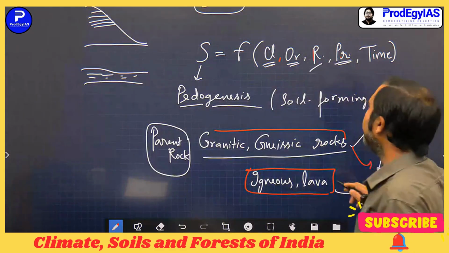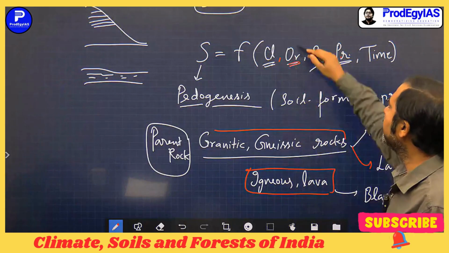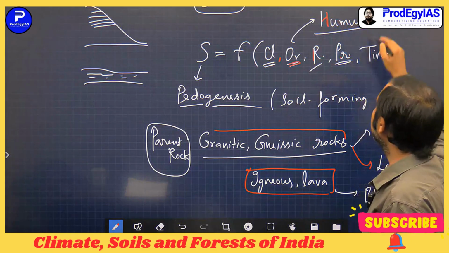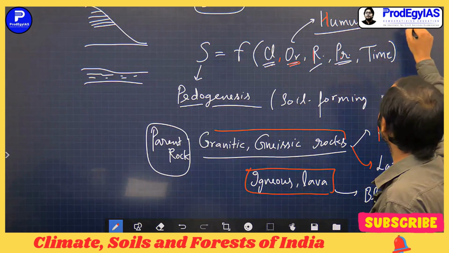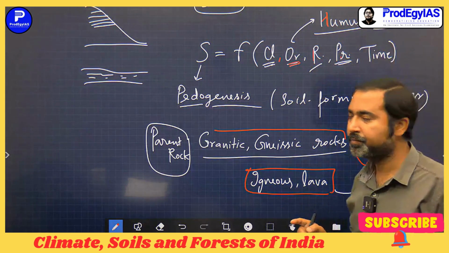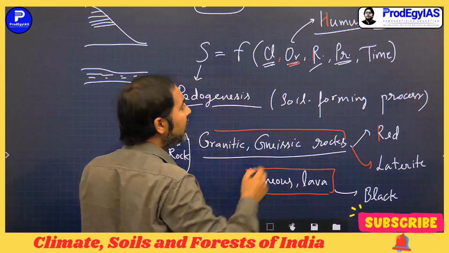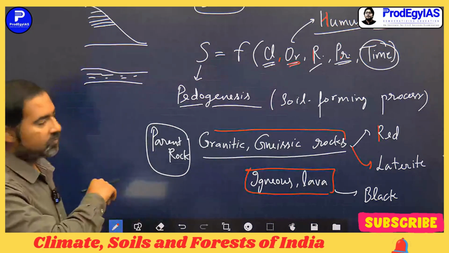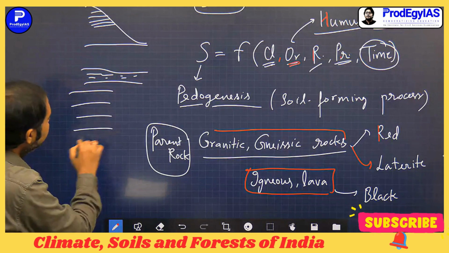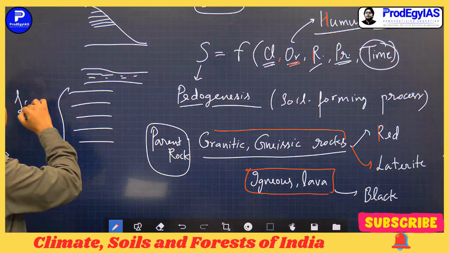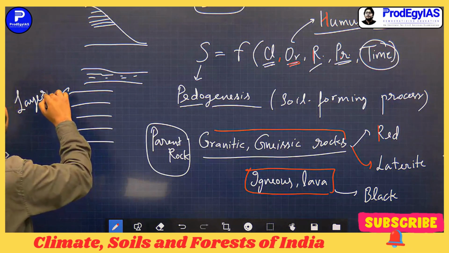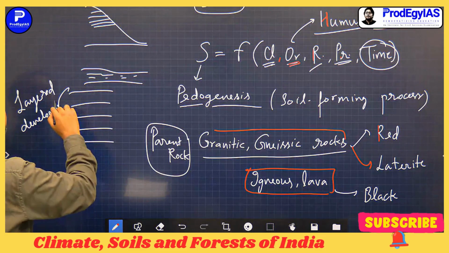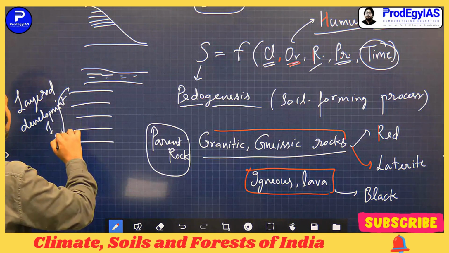So relief and parent rock material are also important. It decides the humus and other minerals also in the soil. And time is also important, because with the passage of time, the different horizons of soil develop; soil is divided into many layers. This layered development of soil needs time.